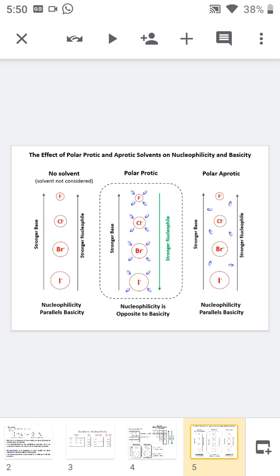I am just repeating the nucleophilicity and basicity in polar protic and aprotic solvents. So in the first case there is no solvent, so the nucleophilicity and basicity increase from bottom to top. Whereas in polar protic solvents, you can see that a layer of the solvent surrounds the anion. So that's why its tendency to donate a pair of electrons decreases. So they are acting as a strong base, but they are not a good nucleophile. Whereas in the polar aprotic solvent, there is no interaction between the ion and the solvent layer. So that's why they are a strong base, and at the same time a strong nucleophile. Thank you.